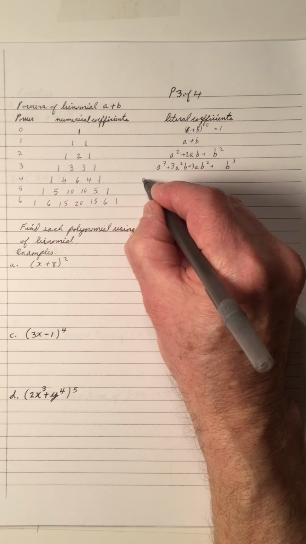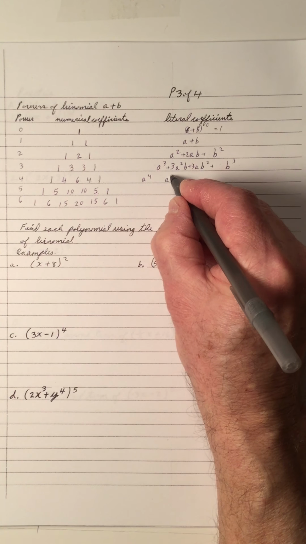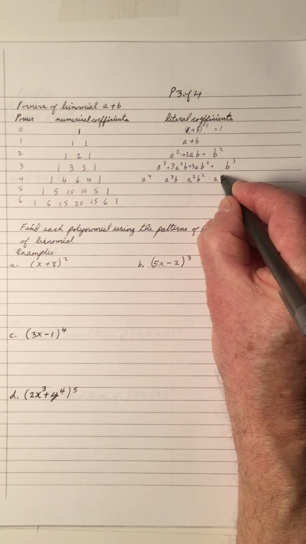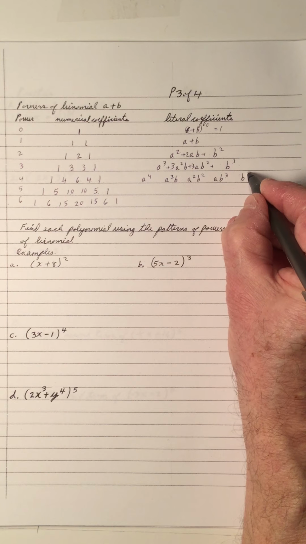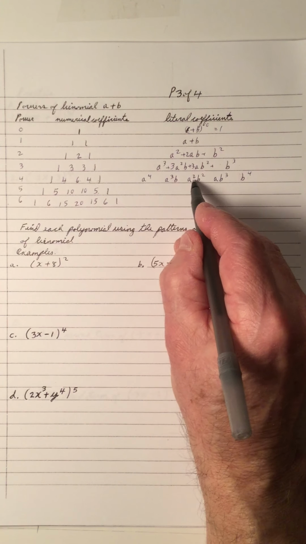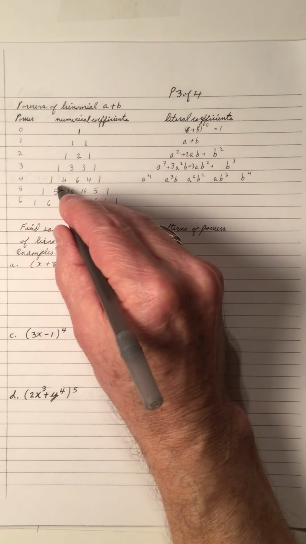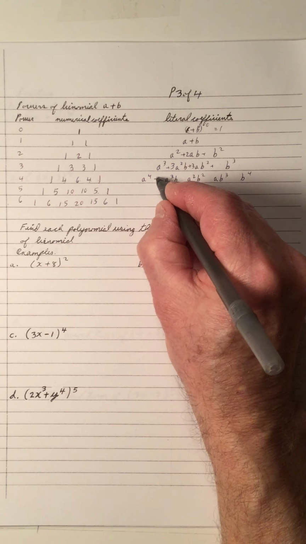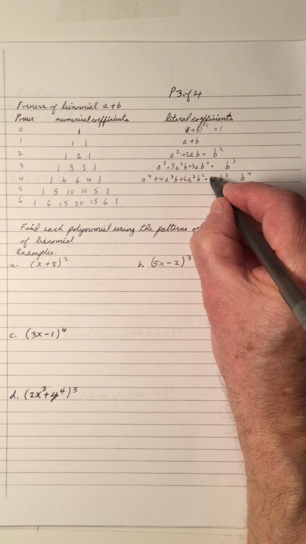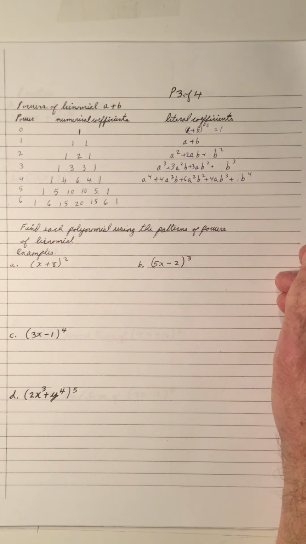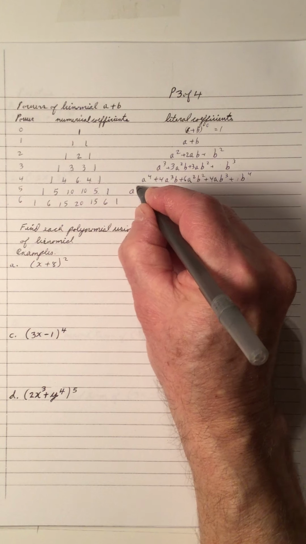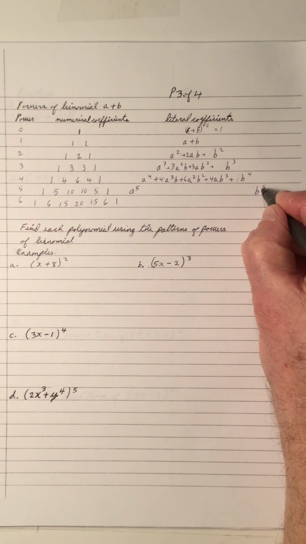And we've got a to the fourth, a 4. So it's a cubed b, a squared b squared, a b cubed, and b to the 4. Starts with a 4, ends with a 4, and the a's go down and the b's go up. And we get a 1, 4, 6, 4, 1, and it's a 1 on the end. And there's the pattern. And a 5, just do the 5. That's an a to the 5, and it ends with a b to the 5. So it's what?